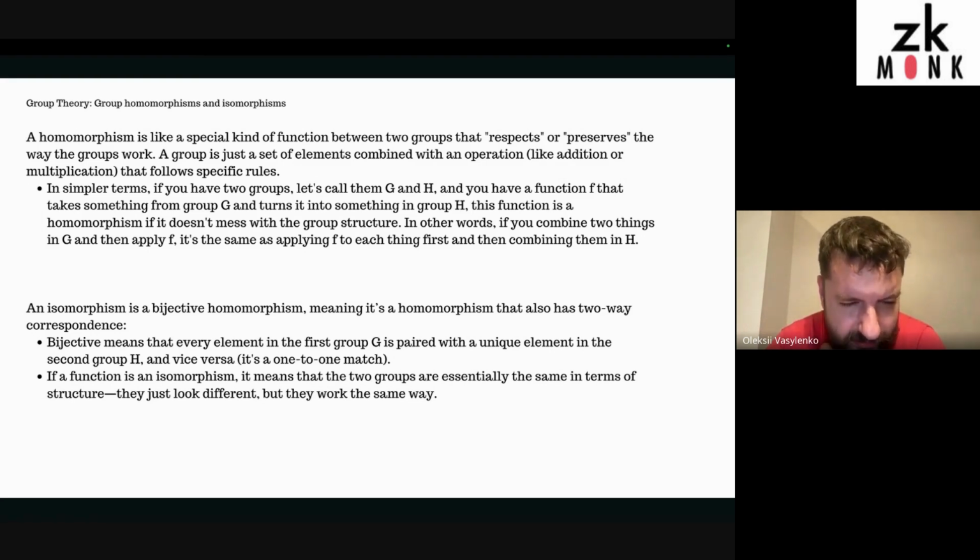Isomorphism is like pairing. The two groups are the same in the way they're structured, but they may look different. In zero knowledge, this term is used to pair elliptic curves. For instance, when you have two different elliptic curves that have the same number of elements but are located in different ways, using a special function you can pair a point from one elliptic curve to a point on another elliptic curve, and this function will be isomorphic.